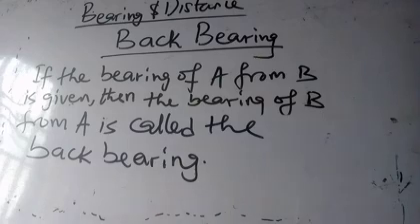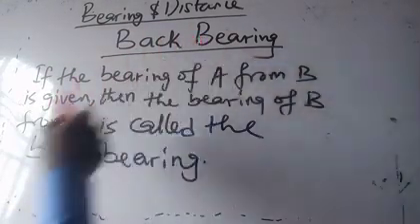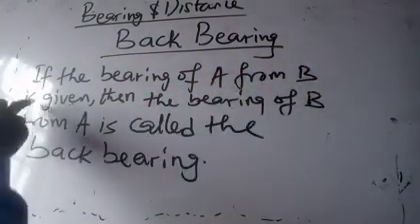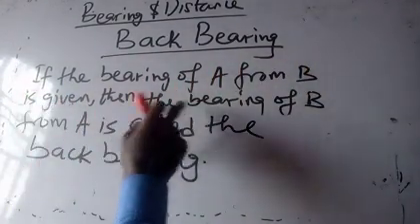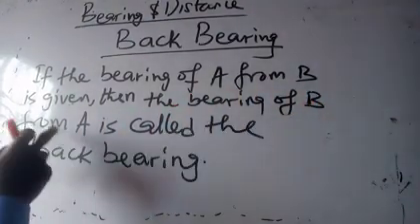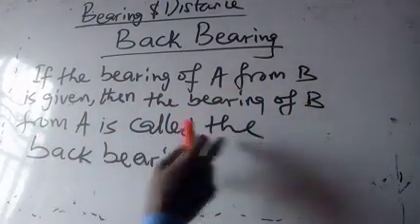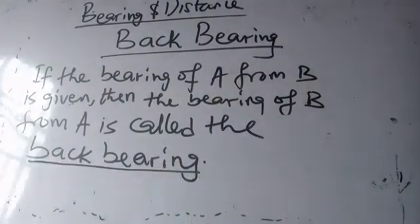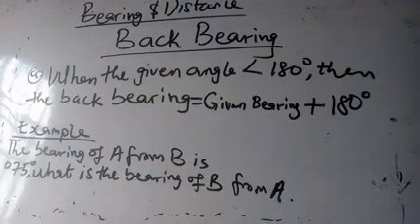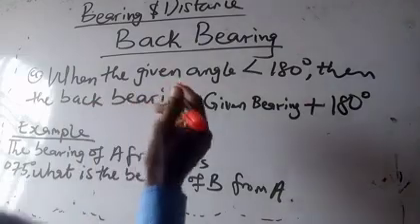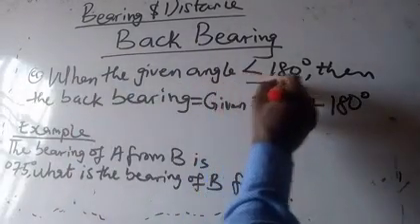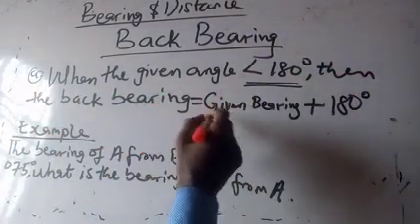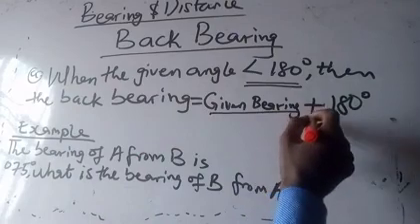Today, we want to talk about back bearing. If the bearing of A from B is given, then the bearing of B from A is called the back bearing. When the given angle is less than 180, then the back bearing equals the given bearing plus 180.